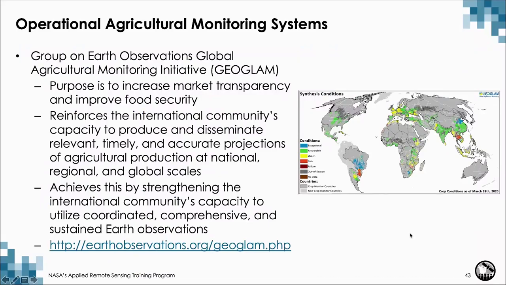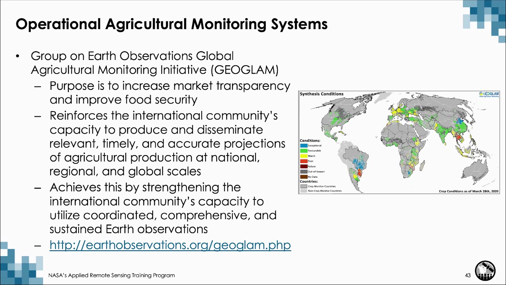So to finish up today's webinar series, we'll talk about the last operational agricultural monitoring system, which is the Group on Earth Observation Global Agricultural Monitoring Initiative. GEOGLAM is a flagship initiative of the Group on Earth Observations. Their purpose is to increase market transparency and improve food security. GEOGLAM's policy mandate initially came from the group of 20 agricultural ministers in 2011 and has expanded to include food security concerns to support early warning for international agency response to emerging food emergencies.